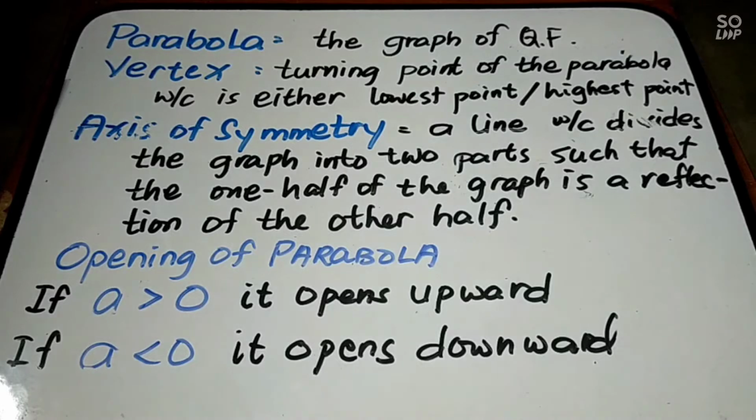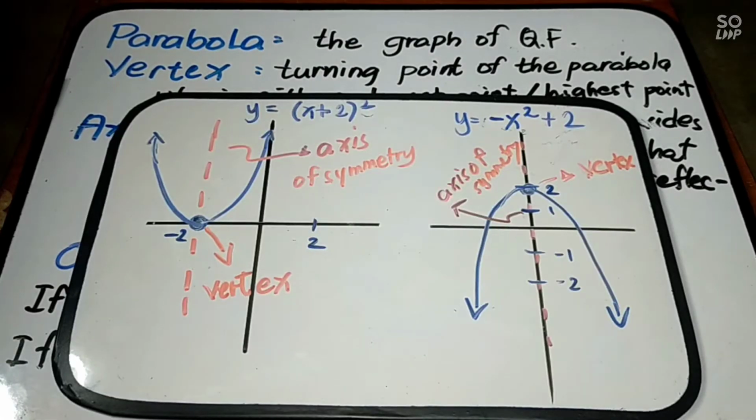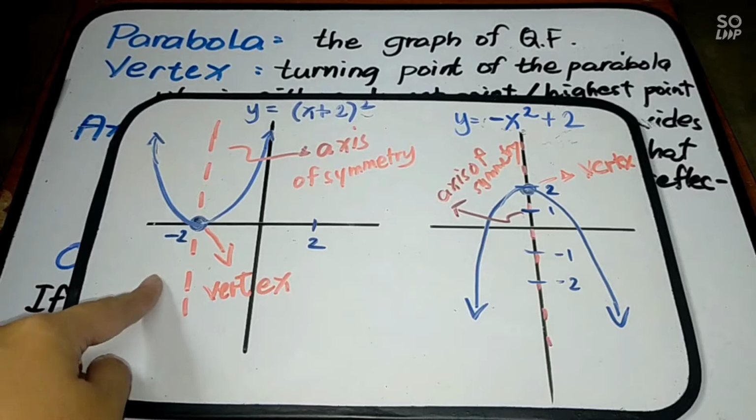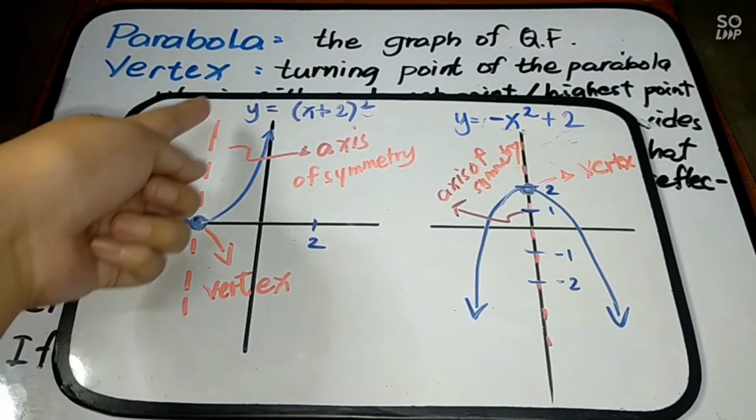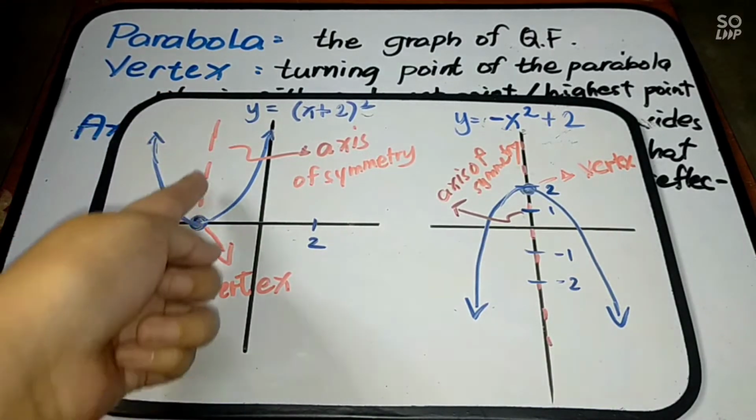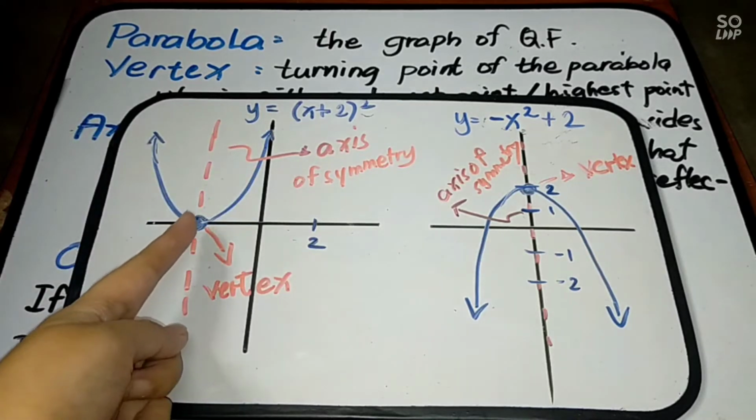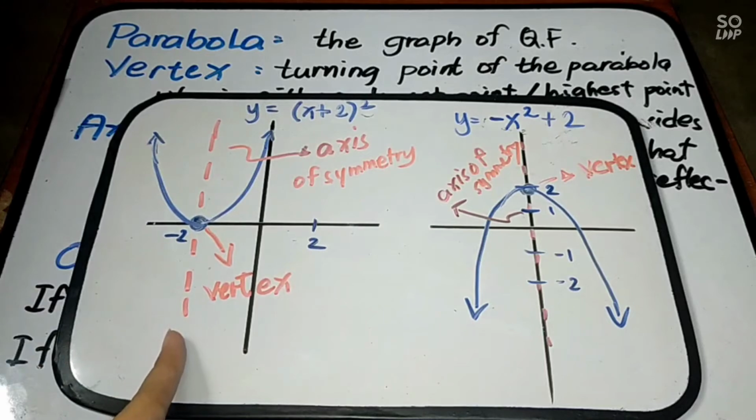The axis of symmetry is a line which divides the graph into two parts, such that one half of the graph is a reflection of the other half. This is what the axis of symmetry means. Since it divides the graph into halves, it is the middle of your parabola. In this case, the middle of your parabola is here. So, the landmark you should always look at is the vertex. Your vertex is on your axis of symmetry.